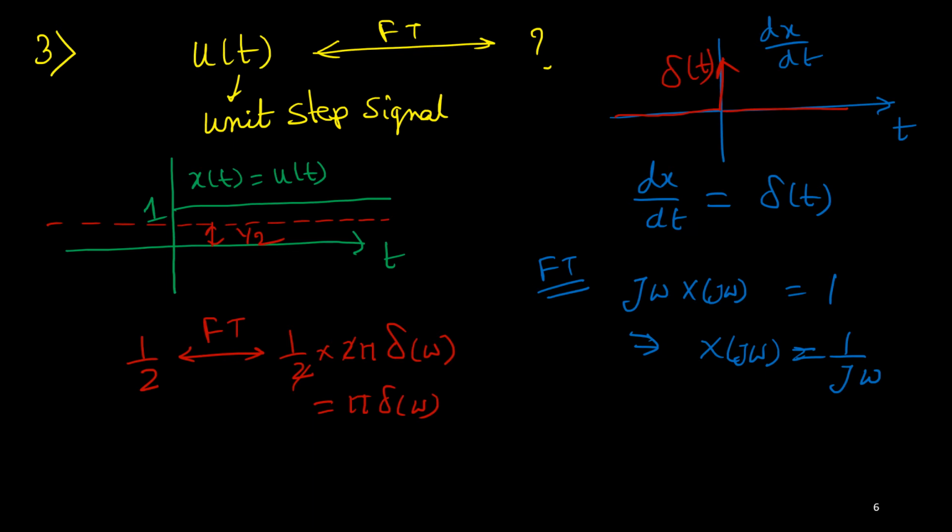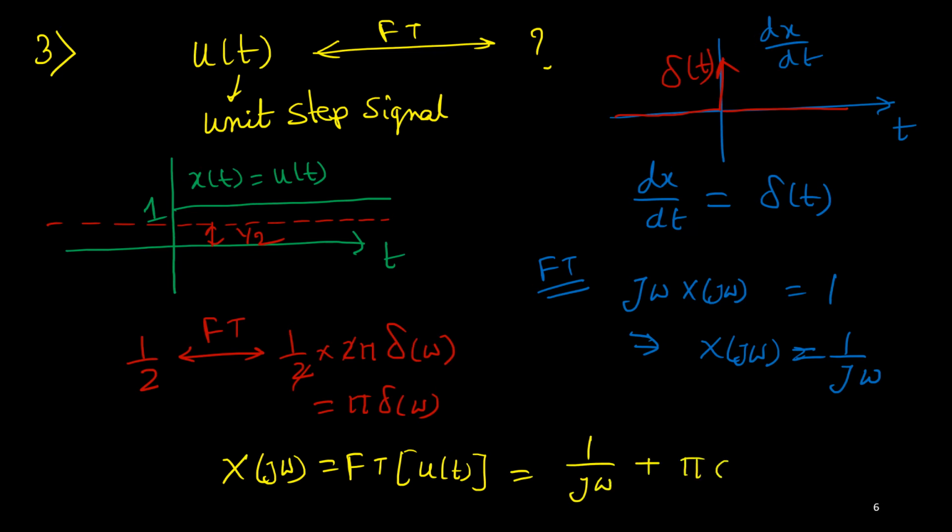Thus, the X of j omega, that is the Fourier transform of u(t) signal, should have both components. One component is 1 upon j omega, and the DC component is this one, pi delta omega. Right? So this is the most interesting point to note, because after taking the derivative, this is lost. But again, we can find the Fourier transform of u(t) just by including this DC component.